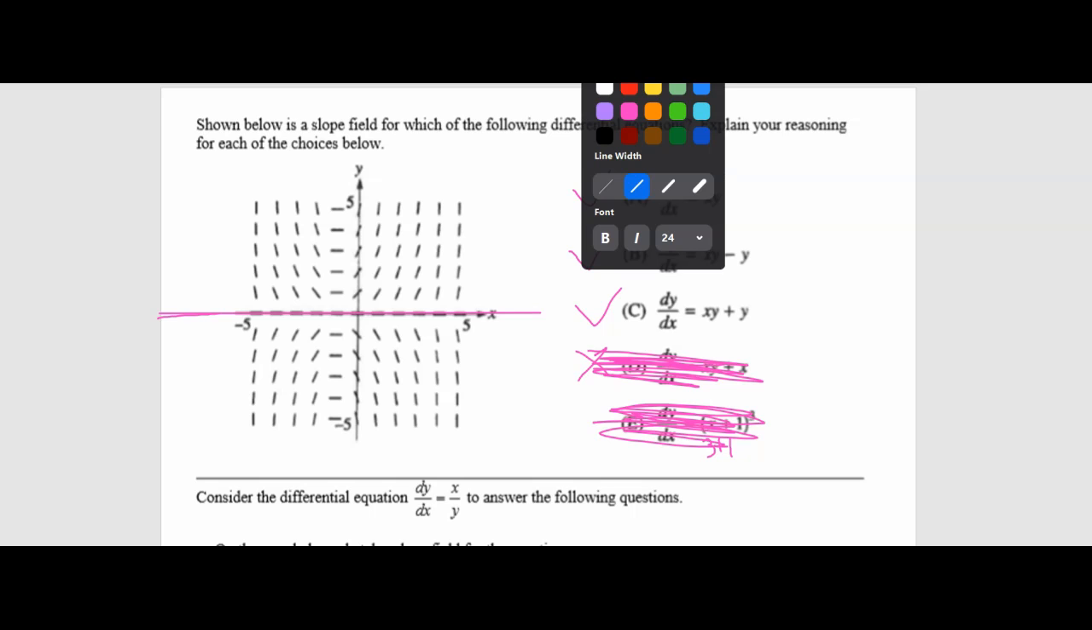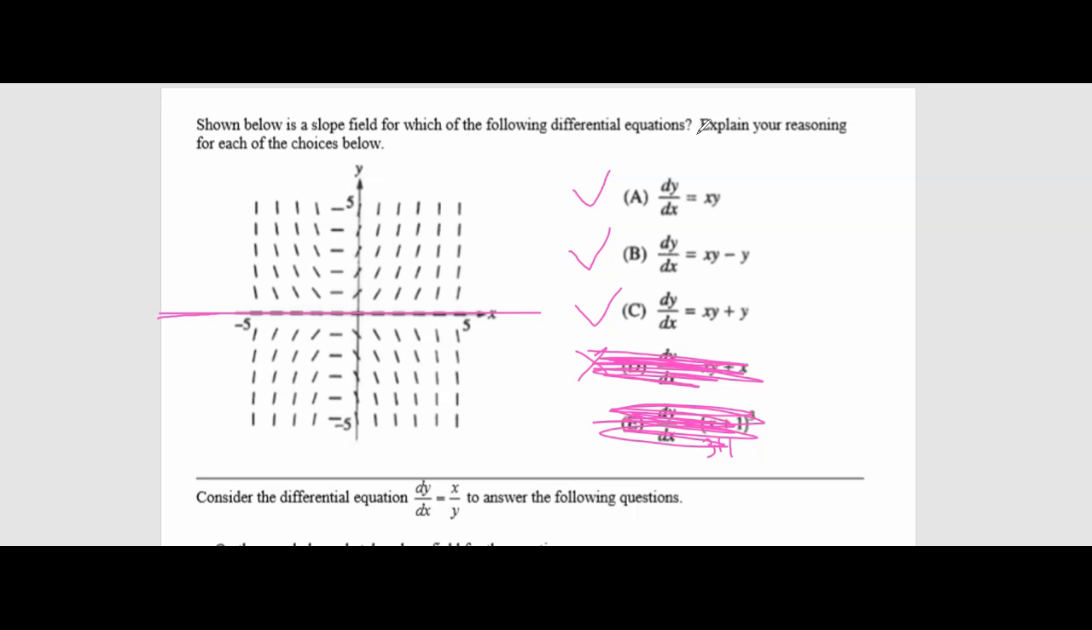There are other places on this graph where the slopes are all 0, and that is when x is equal to -1. So when x is equal to -1, all of our slopes should be 0, regardless of what y is. Well, that's going to eliminate A, right? Because at A, let's say x was equal to -1, y was equal to 4. Well, then we should have a slope of -4. But the slope field doesn't. It has a slope of 0. So we can eliminate A.